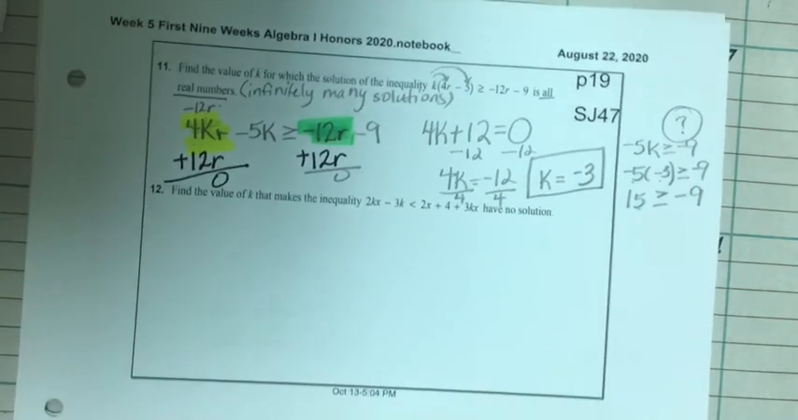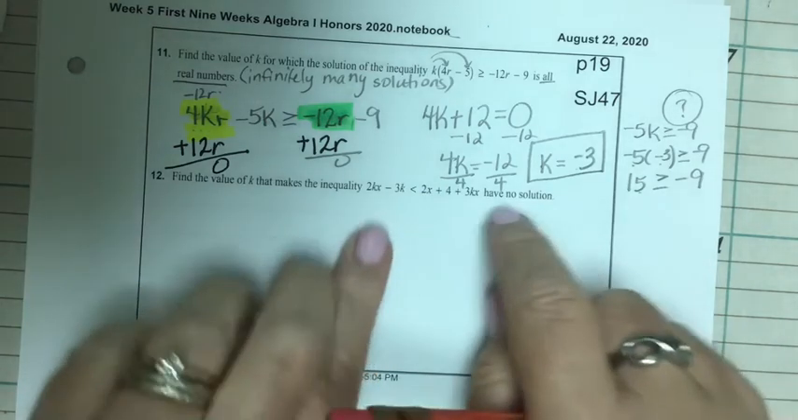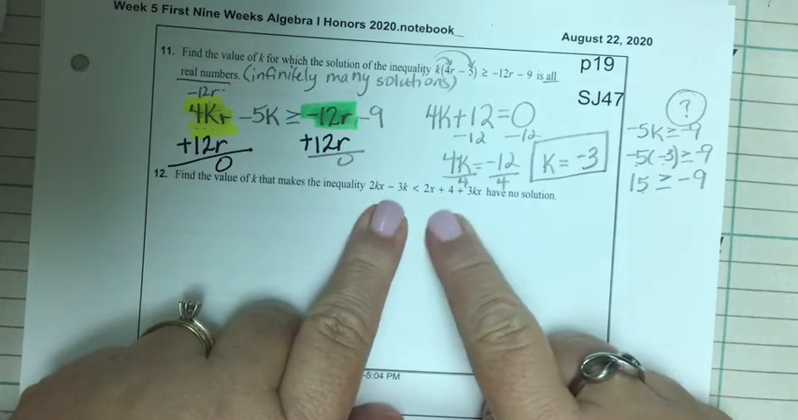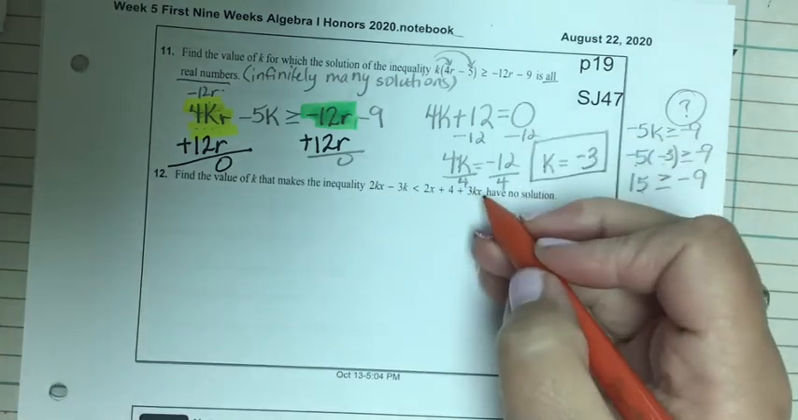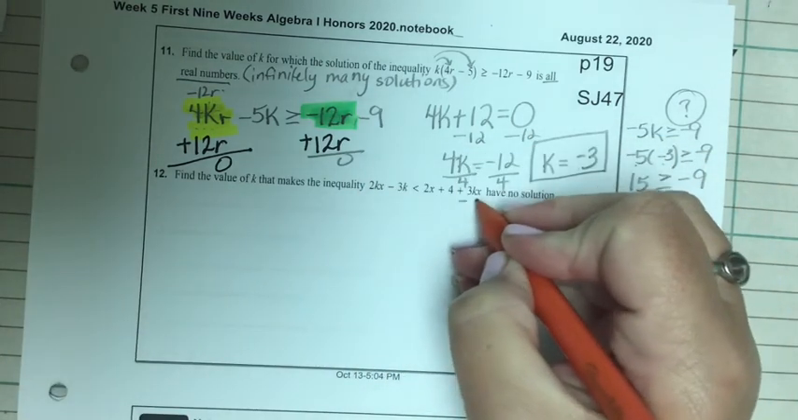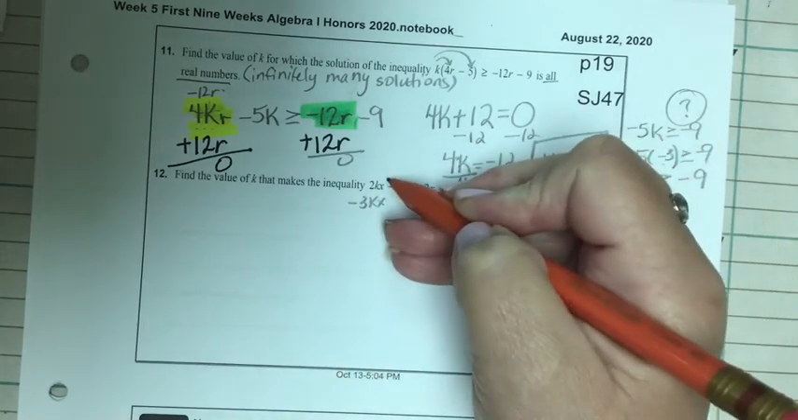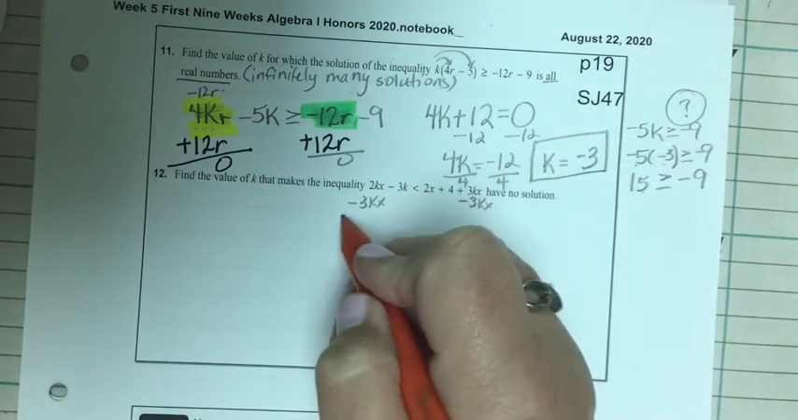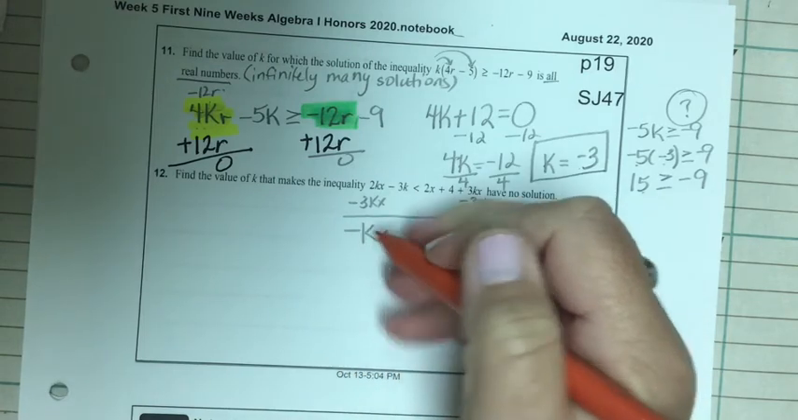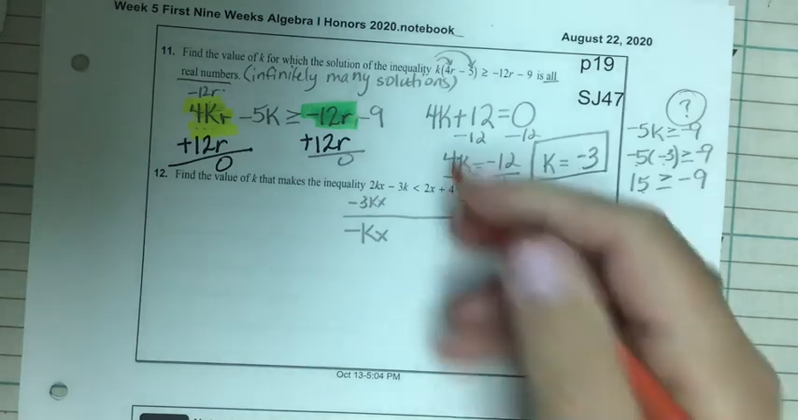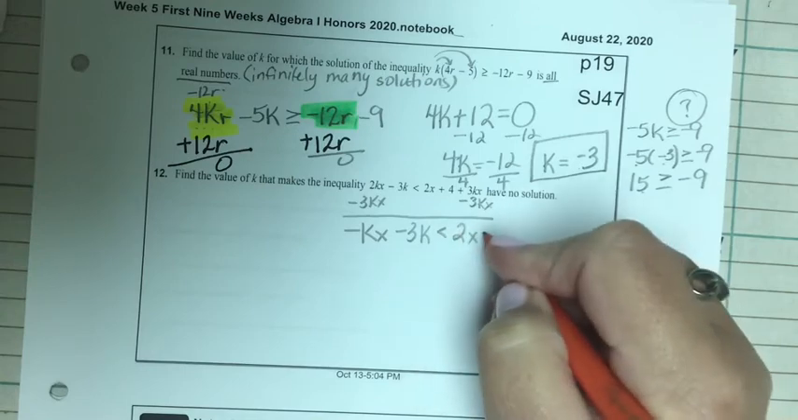Okay, let's look at number 12. Number 12 is very similar. I have 2kx minus 3k less than 2x plus 4 plus 3kx. The first thing I want to do is to get all the k's on one side together. So I'm going to subtract 3kx to the other side. 2kx minus 3kx is -1kx or negative kx. You can say -1kx, but don't put that one there. It's understood to be there. Bring down minus 3k less than 2x plus 4.